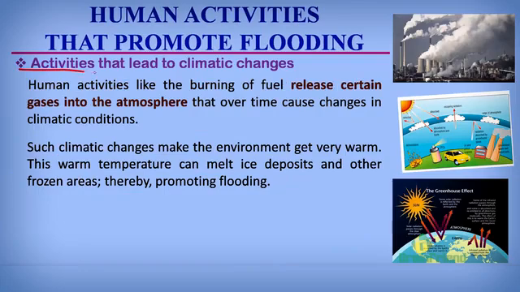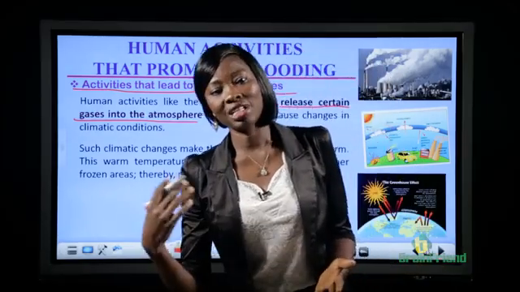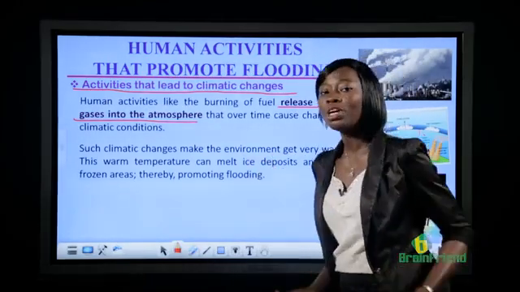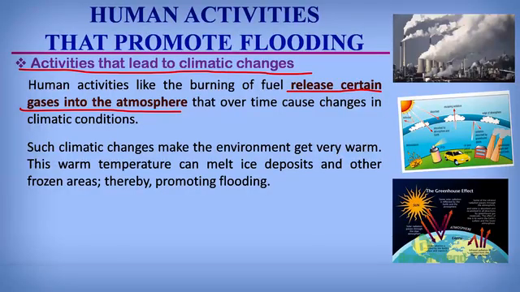Any activity that leads to climatic change could also promote flooding within an environment. Human activities such as the burning of fuel in our vehicles, in industries, and so on, could release certain gases into the atmosphere. So several human activities that involve the burning of fuel, whether they take place in industry or while we drive our motor vehicles from one place to the other, release certain gases into the atmosphere. As this continues to happen, these gases accumulate in the atmosphere over time and they cause changes in climatic condition. This kind of climatic change could make the environment get very, very warm.